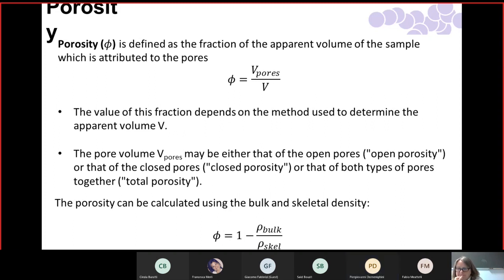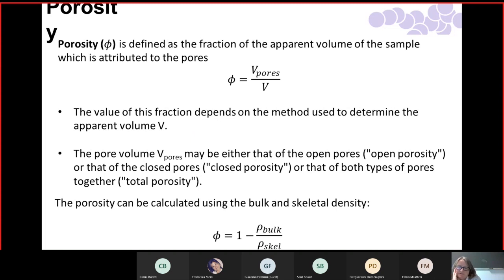Okay, so porosity again is like an average. There's different ways to measure, but one of the simplest ways is this average value, and it's the fraction of the apparent volume of the sample which is in the pores. So it's the volume of the pores divided by the apparent volume. And so what is reported depends on the method used to calculate that. So you just need to pay attention to what's being reported.